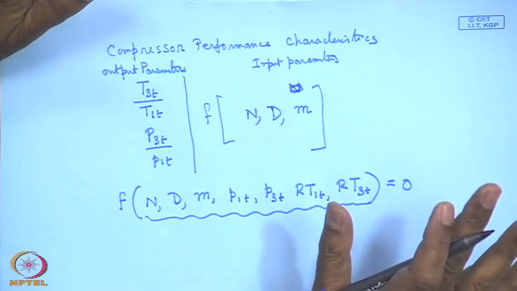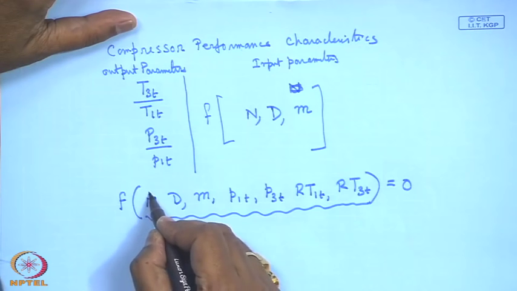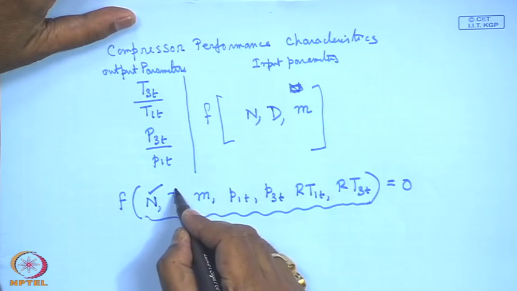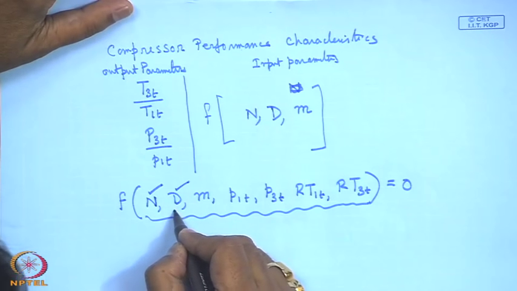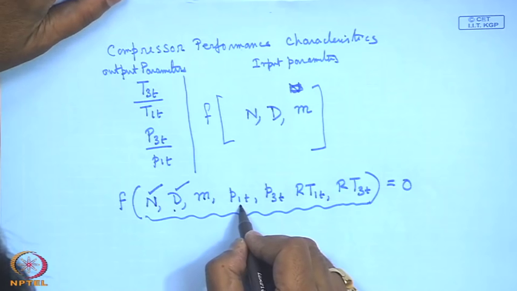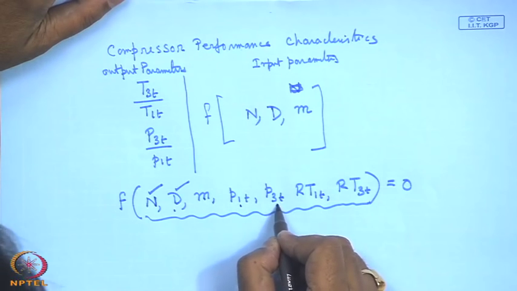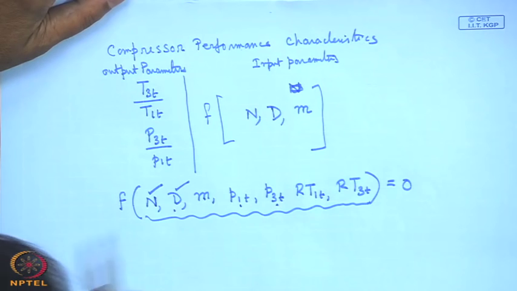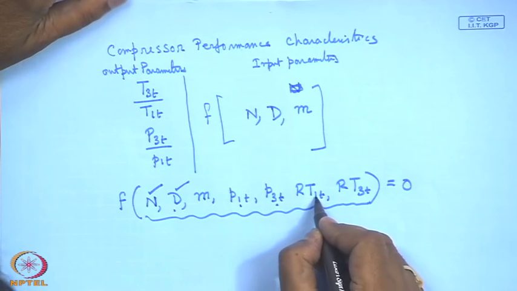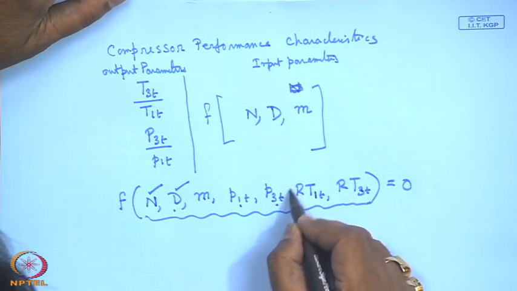Now, let me explain first. These are the input parameters, as I have told: this is the rotational speed, this is the size, that is the overall diameter of the impeller, this is the mass flow rate M, this is the total pressure at the inlet to the compressor, this is the total pressure at the outlet of the compressor, outlet from the diffuser, and this is the total temperature at inlet and total temperature at outlet, and they are multiplied with R.